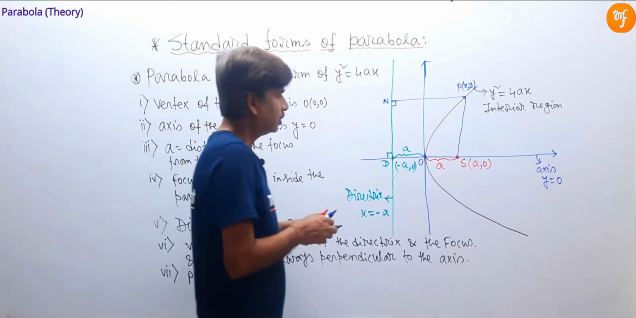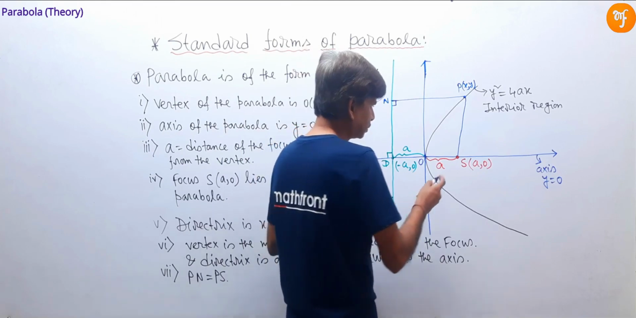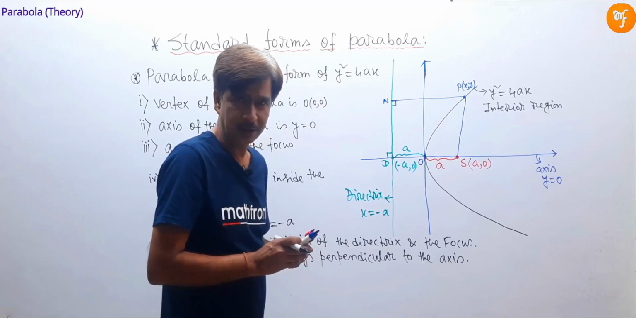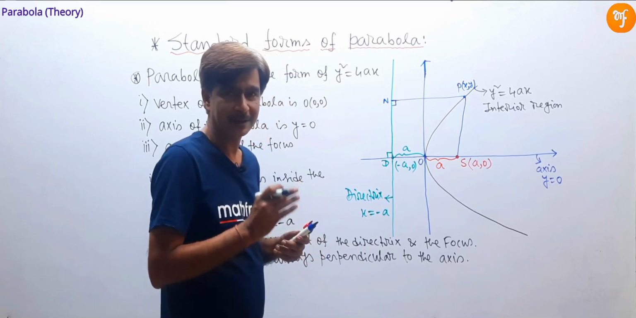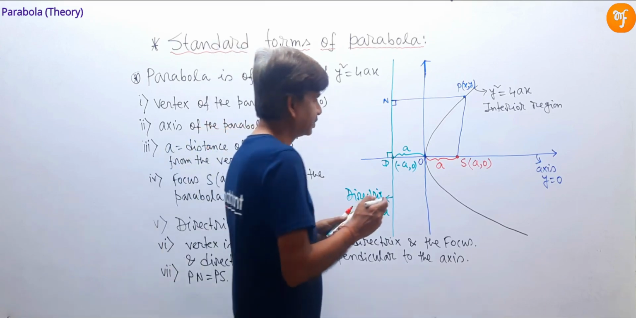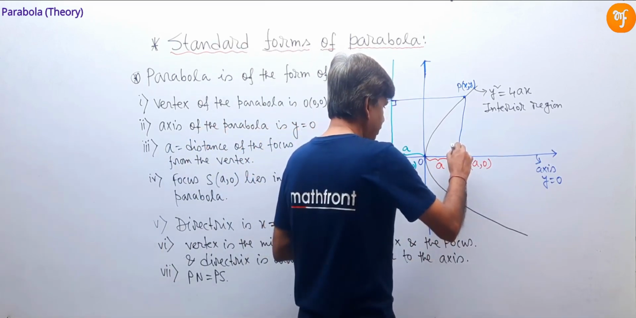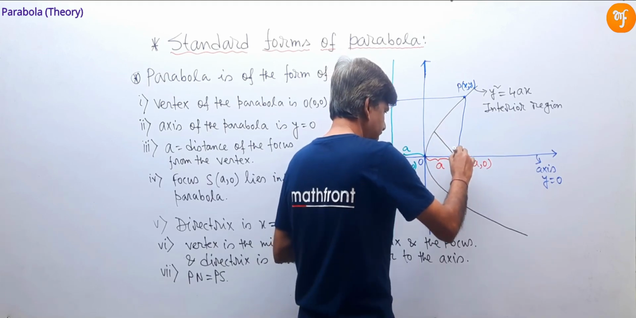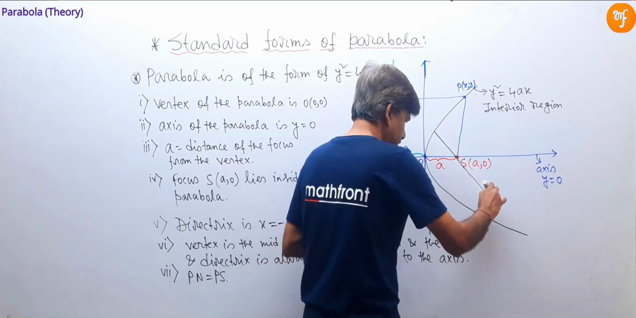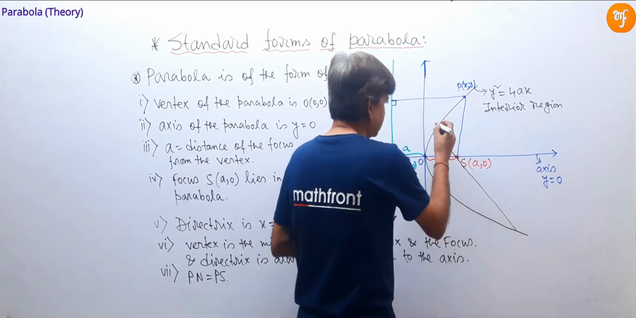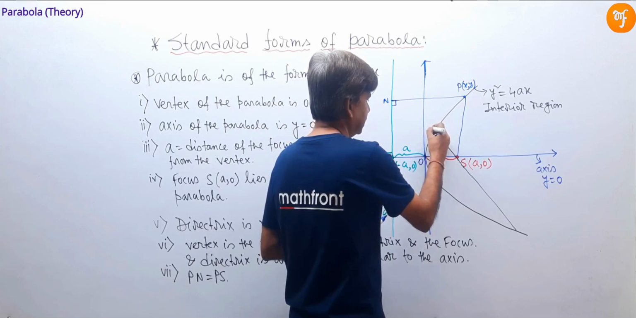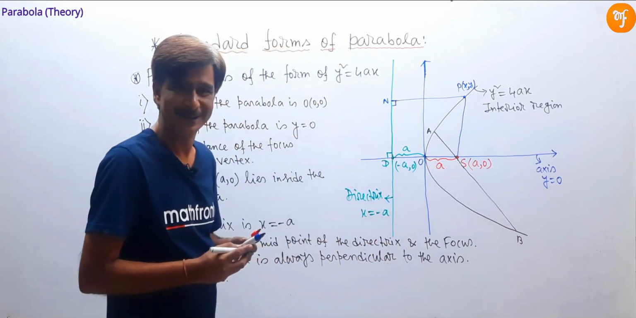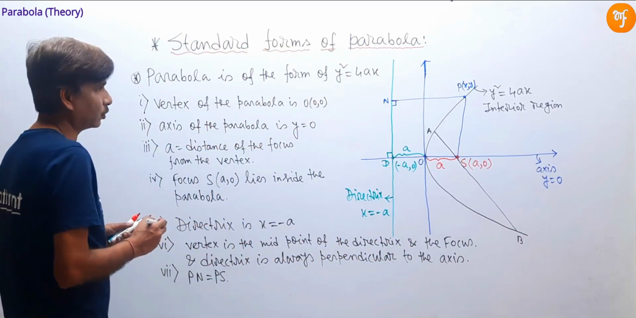Okay, so look, any chord passing through the focus of the parabola is known as a focal chord, and the least focal chord is known as the latus rectum of the parabola. So if I draw here a chord passing through the focus, look, AB is a chord which is a focal chord. Got it? So AB is a focal chord.